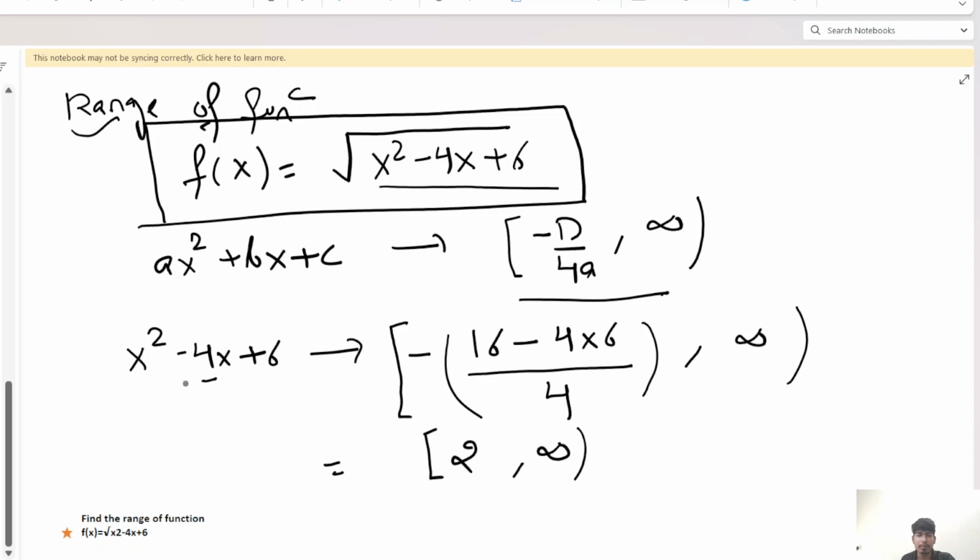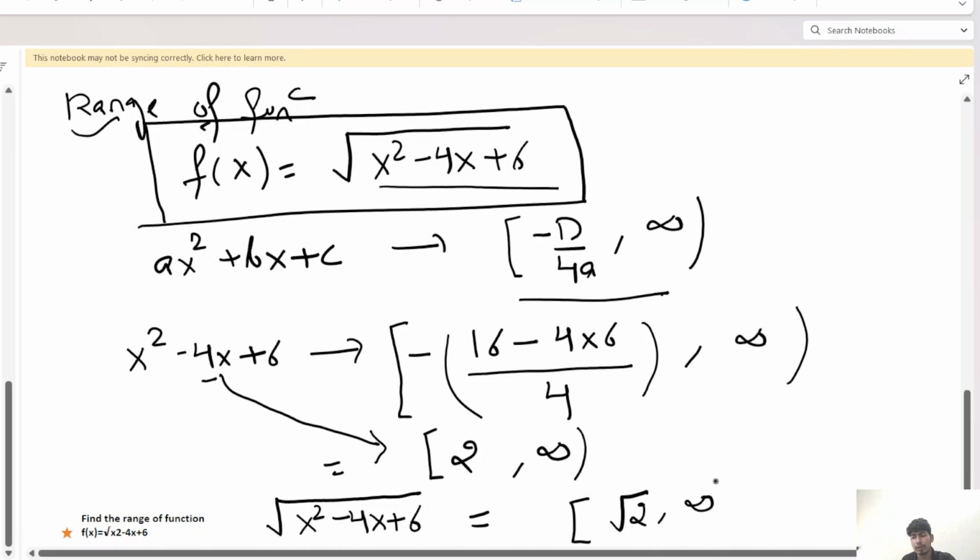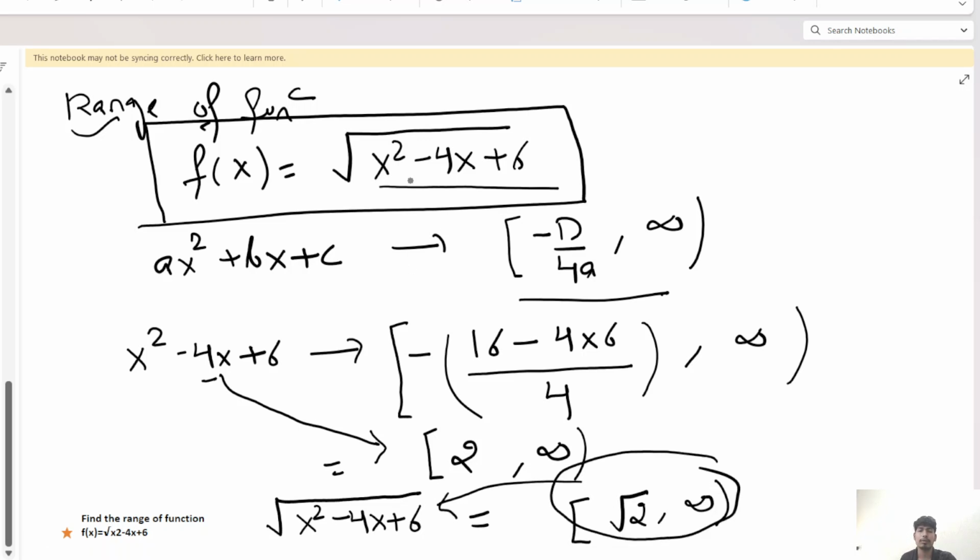But this is the range of x square minus 4x plus 6. In the question, we have to tell the range of the square root of x square minus 4x plus 6, that is root 2 to infinity. This is the range of this function.